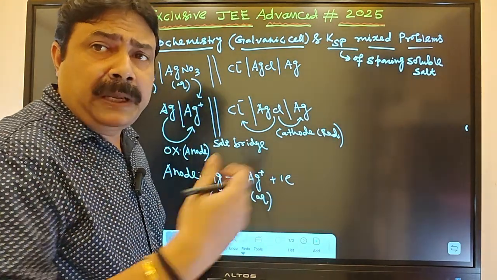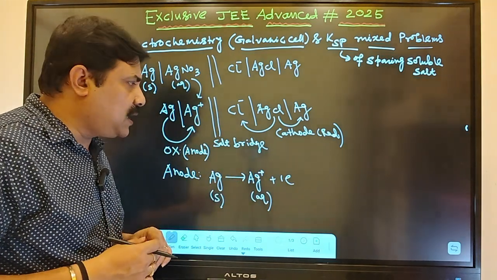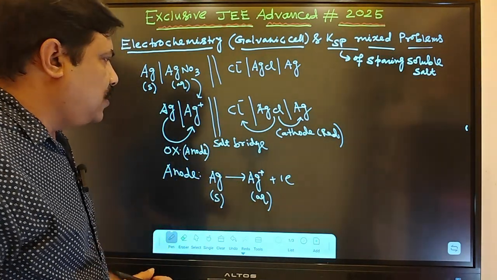It will be surrounded by water molecules, and they will stabilize due to the hydration energy. Now this is an anode reaction.